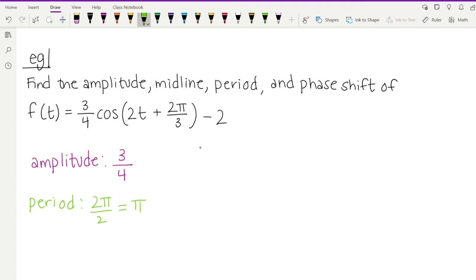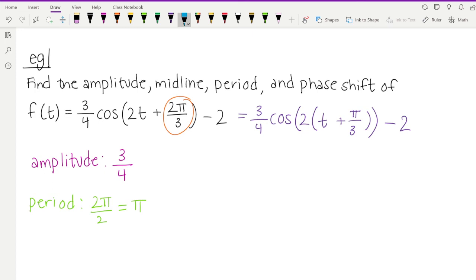Now, in order to figure out what the phase shift is, we actually need to rewrite this function so that we've factored out the 2. So I'm going to rewrite this as 3/4 times cosine of 2 times. So we have t plus, and I'm just going to leave this blank so we can think about what has to go there, minus 2. Okay, so what number has to go here? Well, again, work backwards. Think about what you would need to multiply 2 with in order to get 2 pi over 3. And the answer is pi over 3. 2 times pi over 3 is 2 pi over 3.